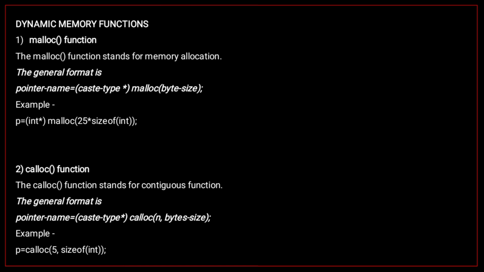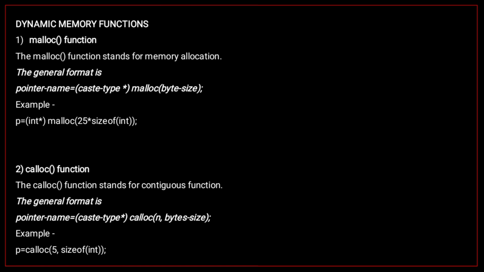So this is the example: p = (int *) malloc(25 * sizeof(int)); In this statement, sizeof is an operator that will give the size of the data type. The size of an integer is 2 bytes, so 50 bytes of memory are reserved. Now this function will return the address of the first byte of memory allocated and this address will be stored in pointer p.